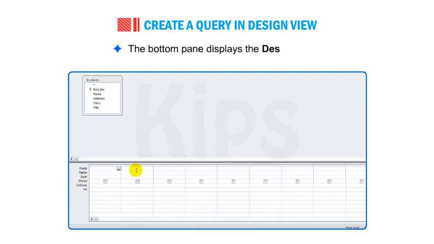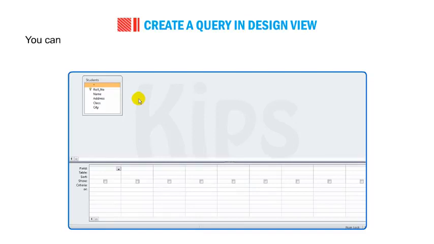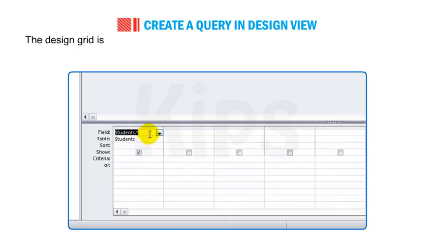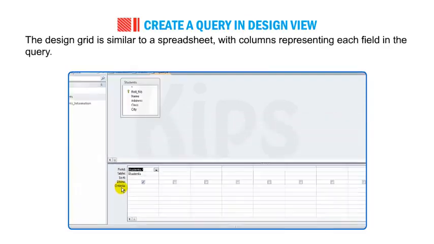The bottom pane displays the design grid. You can add fields to the query by dragging them from the field list to the design grid or by double-clicking on the field. The design grid is similar to a spreadsheet with columns representing each field in the query.